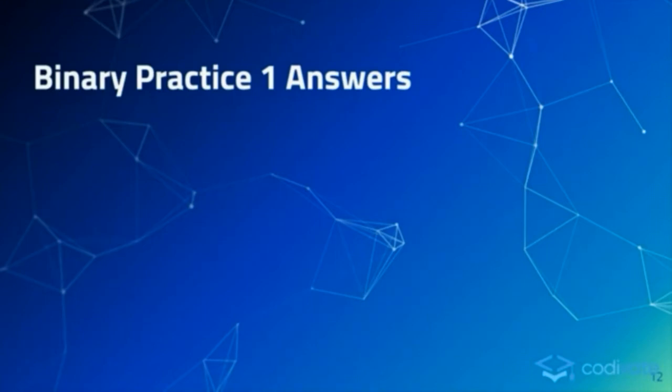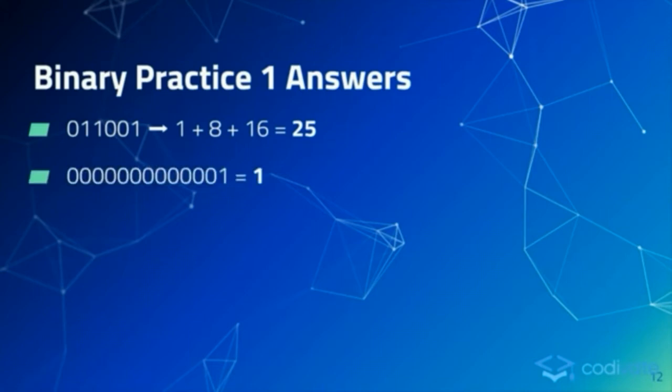Here are the binary practice 1 answers. This is 011001, which means that there is a 1 in the 16's place, a 1 in the 8's place, and a 1 in the 1's place, adding up to 25.